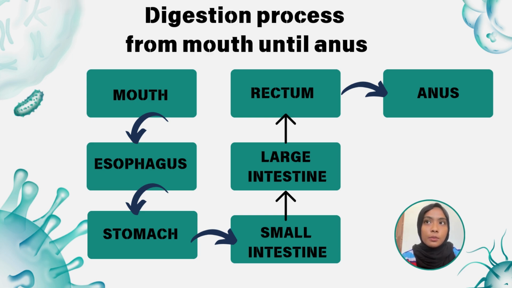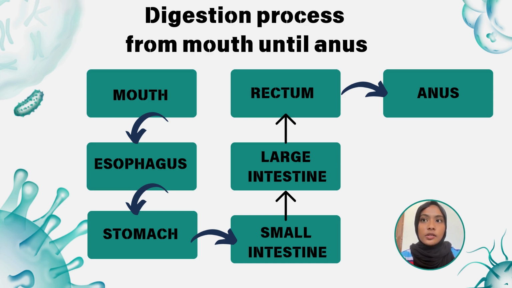Next is question number 6, which is the digestive system. Digestion process from mouth until anus. The digestive process starts in the mouth and ends at the anus and involves several organs and other components, which are, first, the mouth. Saliva moistens food and begins breaking down the carbohydrate. At the esophagus, muscle contractions move food down to the stomach. At the stomach, food is churned and mixed with digestive juice.